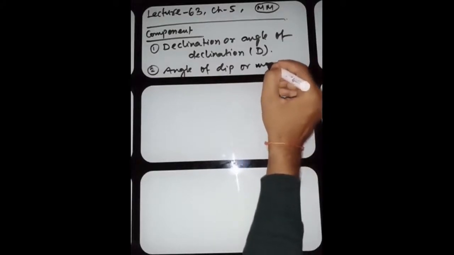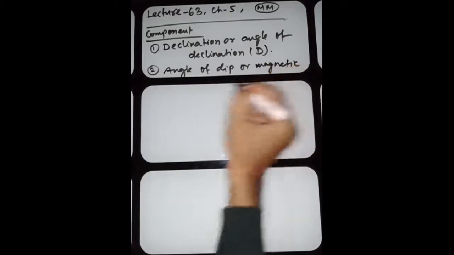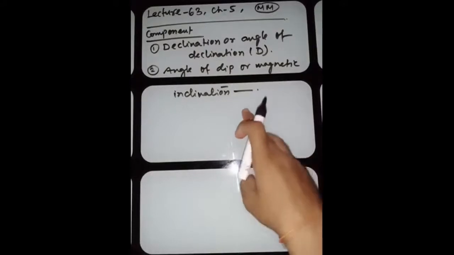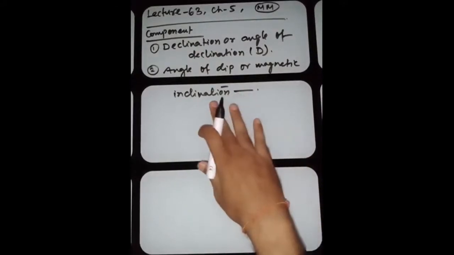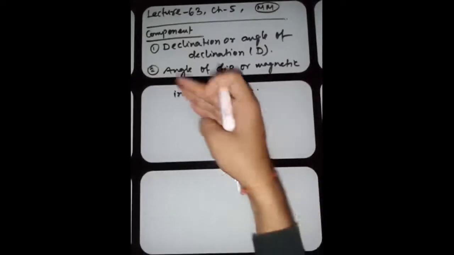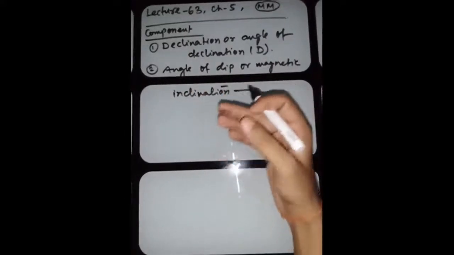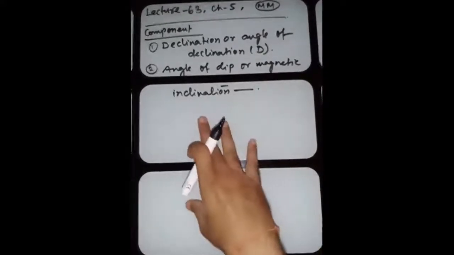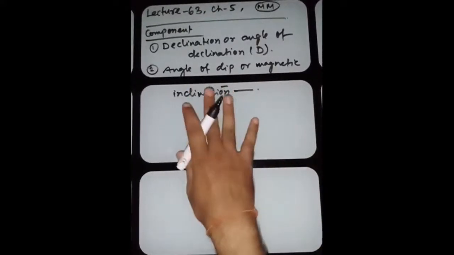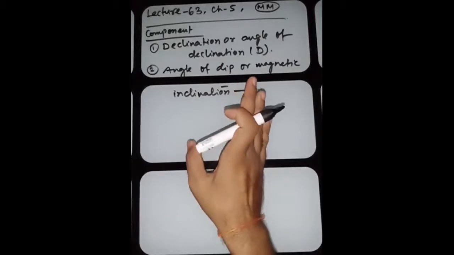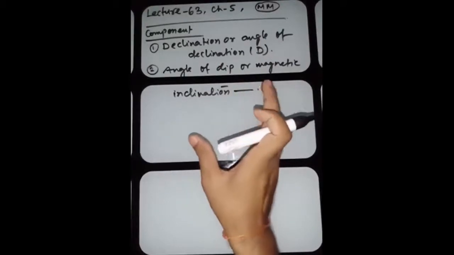This is called the angle of dip. While studying this particular angle of dip or magnetic inclination, you will be able to find the horizontal component of Earth's magnetic field, which is the third component of Earth's magnetic field. Students, the angle of dip we have studied in the diagram is the angle made by the resultant magnetic field with the horizontal.